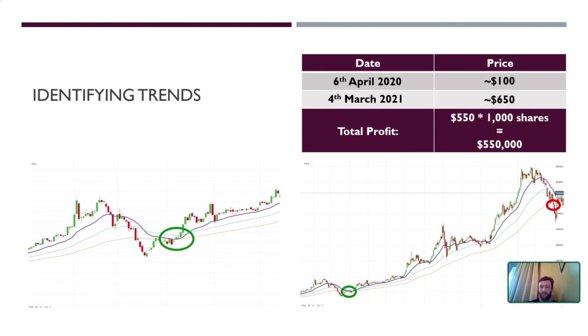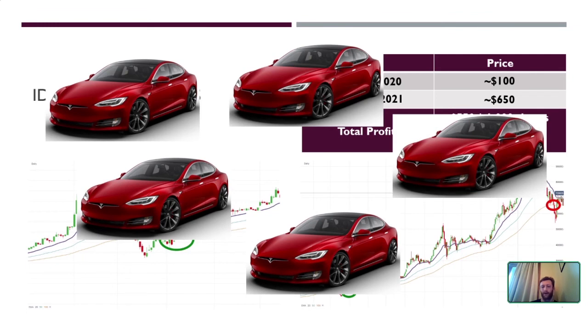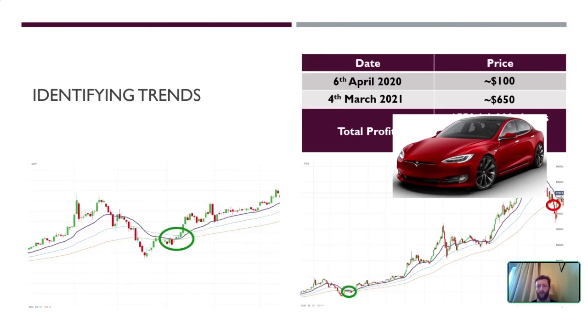Calculating that all out, I'd have walked away with about $500,000, and I would have been able to go away and buy 5 different Teslas for my garage. I don't even own a garage, so more likely I would have bought my one and walked away with $450,000 to invest somewhere else. So that's one use of moving averages, is how they interact with the stock price that they're calculated from. But that's not the only way that we can use them.